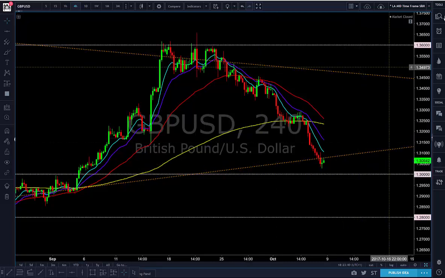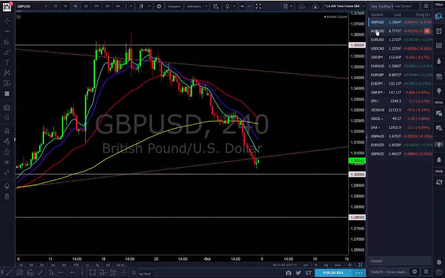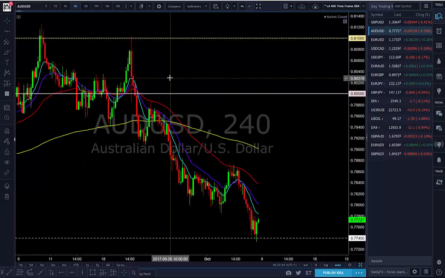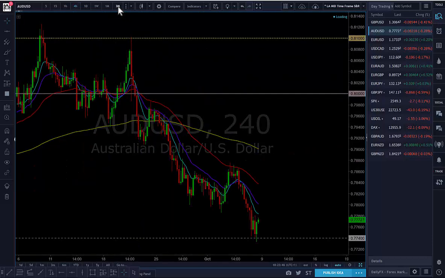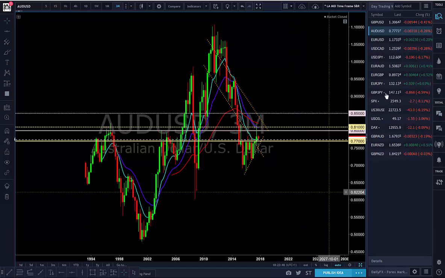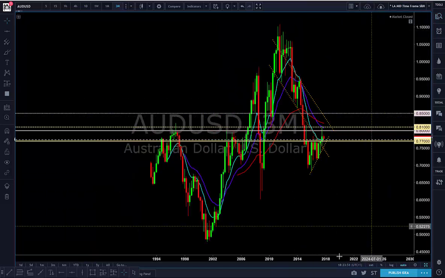Okay, so let's now go to Aussie and talk this one through. And again, I want to go to the 3-month because I do think there's some relevance to it. I'll just lose this symbol list.